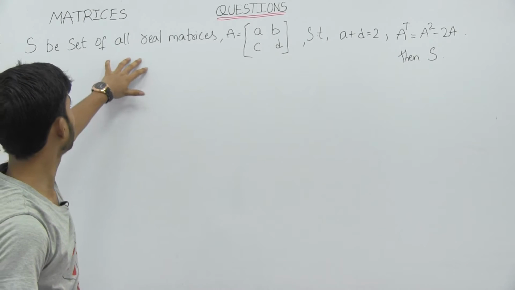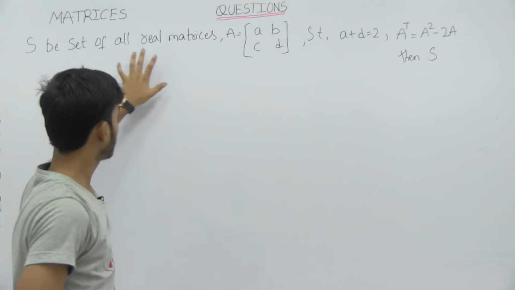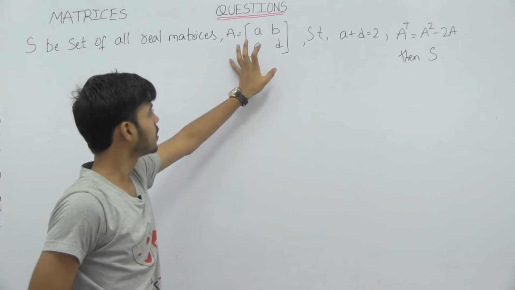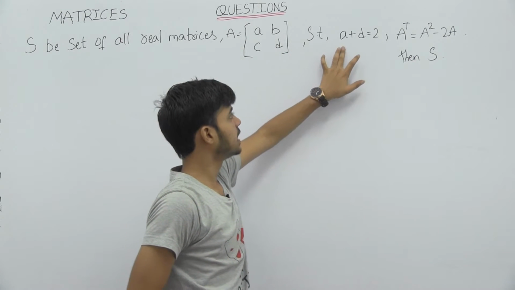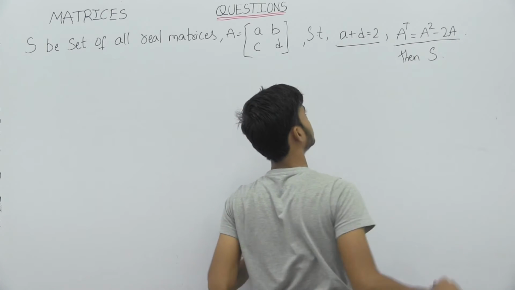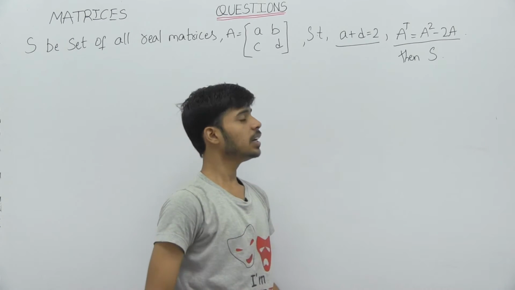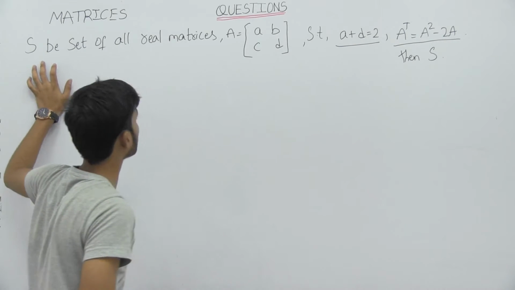Okay, coming over to the next question from matrices. We are given S is a set of all real matrices A, which is ABCD, and a condition is A plus D is equal to 2 and A transpose is equal to A square minus 2A. Then we have to find the number of elements in set S.